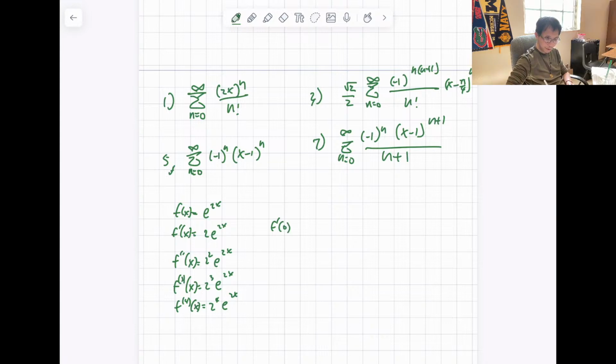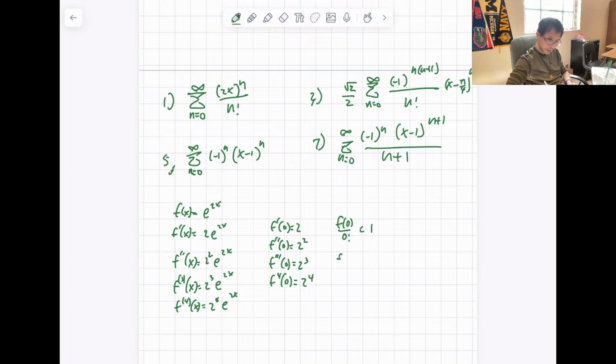Now f prime of 0 is 2. F double prime of 0 is going to be 2 squared. And the f triple prime of 0 is what? 2 to the third. F fourth of 0 is going to be 2 to the fourth. Now we're going to write out the first term. What's f of 0? F of 0 is 1. That's a 0 factorial, x to the 0. So that's equal to 1.